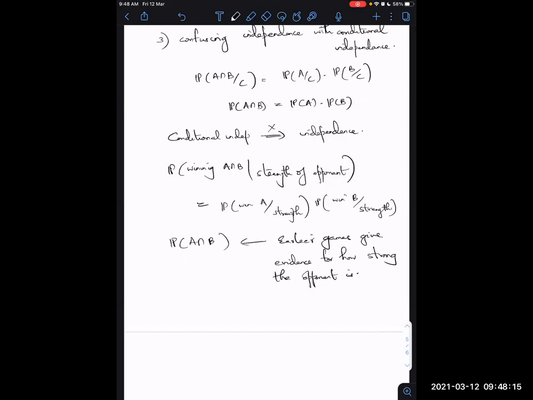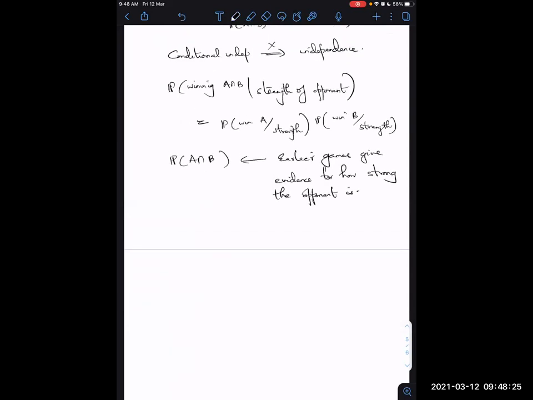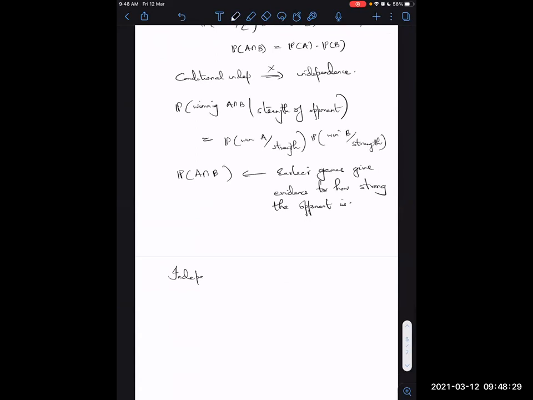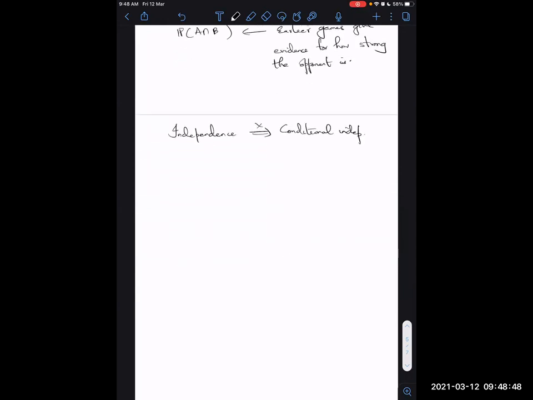So this is showing why conditional independence does not imply independence. All right. Okay. So let's look at the second way. What I'm trying to say here is that independence does not imply conditional independence, which may be hard to believe because independence sounds stronger. Without knowing the other person also, the events are independent, but it actually turns out that independence does not imply conditional independence.